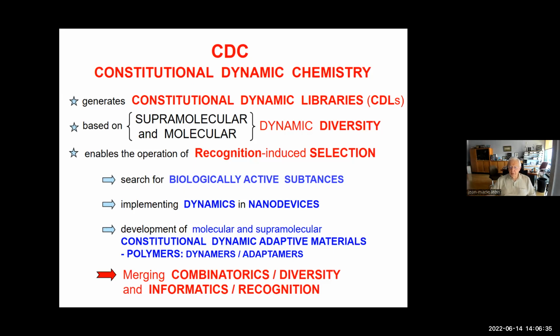This type of approach merges two very powerful technologies or features. On one hand, generating diversity results from a recombination of the different pieces, so it's combinatorics, generating diversity. On the other hand, recognition is based on molecular information, so it's a sort of informatics, and these are two facets of chemistry which, let's say 30, 40 years ago, one did not speak in such a way about chemistry.